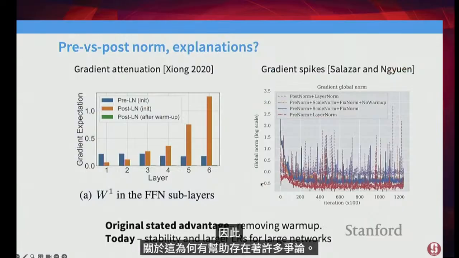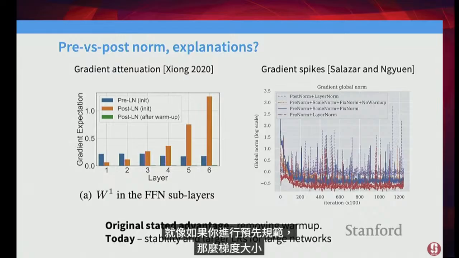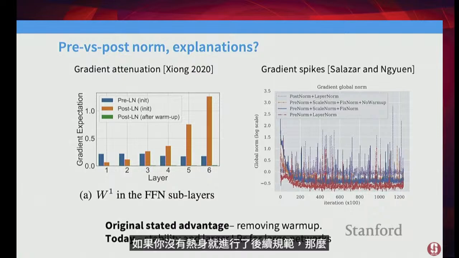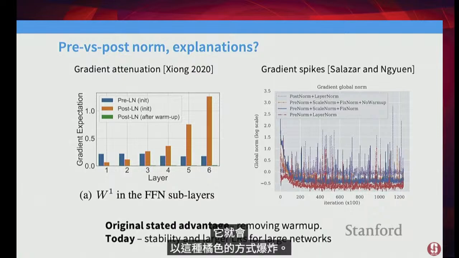So there were many arguments about why this was helpful. There were arguments about gradient attenuation across layers. Like if you do pre-norm, then the gradient sizes would remain constant, whereas if you did post-norm, without warm-up, then it would sort of blow up in this orange way. It's a reasonable argument. But I think maybe a closer to modern intuition would be this argument that pre-norm is just a more stable architecture to train.